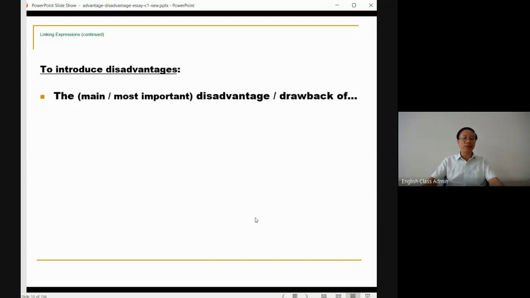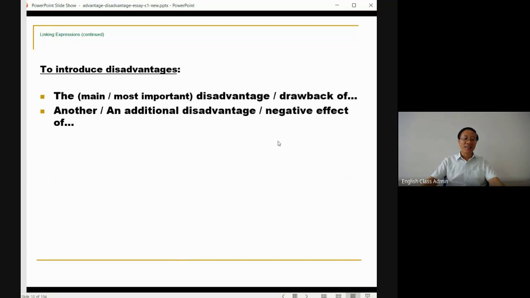To introduce disadvantage, you can use some words such as "disadvantages, of course," or "drawback." Sometimes you can use the other expression, "negative effect of," and you should begin each of the paragraphs or discussions with a suitable transition signal or conjunction, such as "another" or "an additional" with a noun phrase.